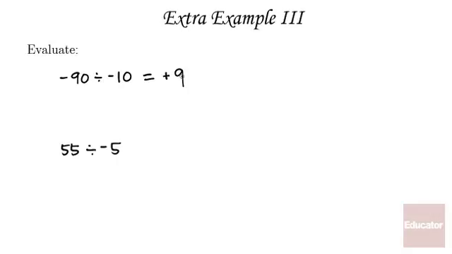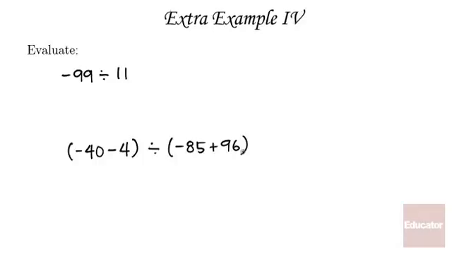Now you can also look at these problems this way. If I have it written like this, -90 over -10, even though it looks like a fraction, this can also be read as divided by. So it's -90 divided by -10, and you're going to get the same answer, positive 9. Okay? So if the problem is written like this or like this, it's still going to be a positive 9. 55 divided by -5. I have one negative sign, which gives me a negative answer of 11. Okay? So 55 divided by -5 is -11.